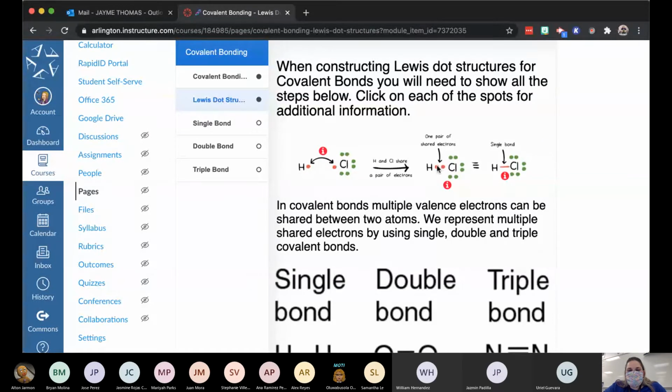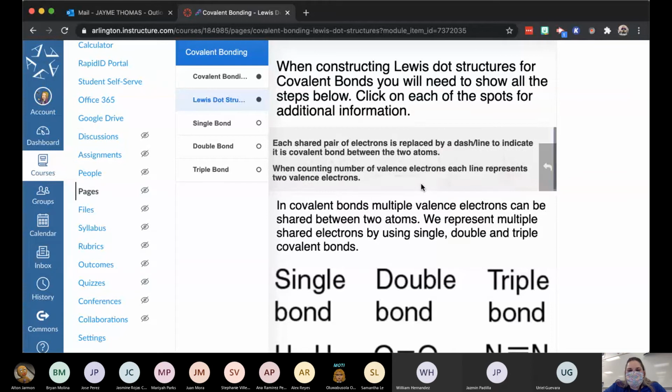And then what I do is any electron pairs that are being shared in the bond, they turn into this dash or this line. And so that's this last part here. It says each shared pair of electrons, shared meaning they're shared between our 2 atoms, is replaced by a dash or a line to indicate that that's a covalent bond. So that's what really makes it different from ionic.